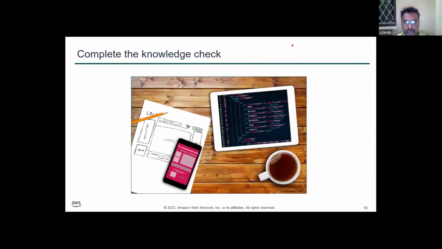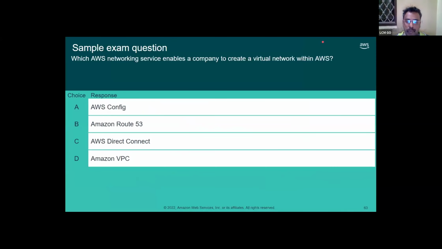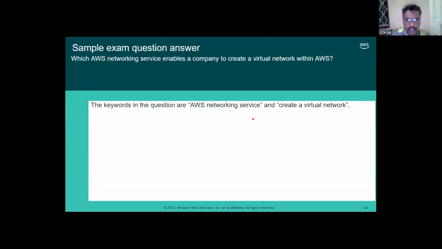Complete the knowledge check. Now, which AWS networking service enables a company to create a virtual network within AWS? As the name itself will have a clue. Which one is a virtual network? Amazon VPC. Okay, others are also saying the same thing. So create a virtual network. Yes, the correct answer is option D, that is VPC, virtual private cloud. That is what we have to create.